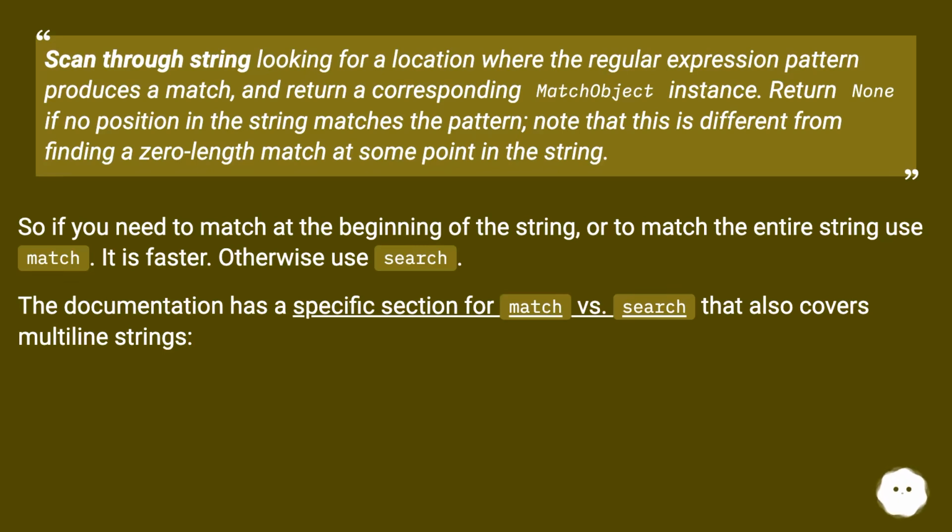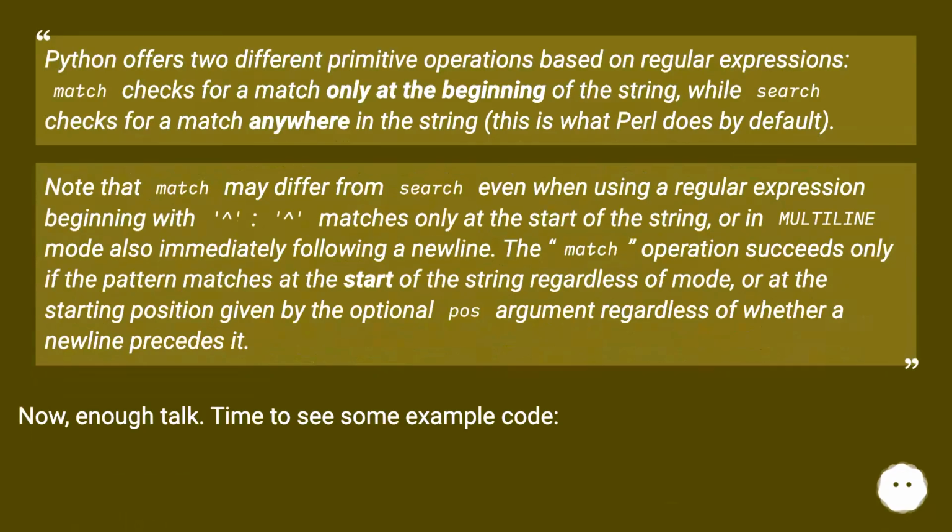The documentation has a specific section for match versus search that also covers multiline strings. Python offers two different primitive operations based on regular expressions. Match checks for a match only at the beginning of the string, while search checks for a match anywhere in the string. This is what Perl does by default. Note that match may differ from search even when using a regular expression beginning with caret.